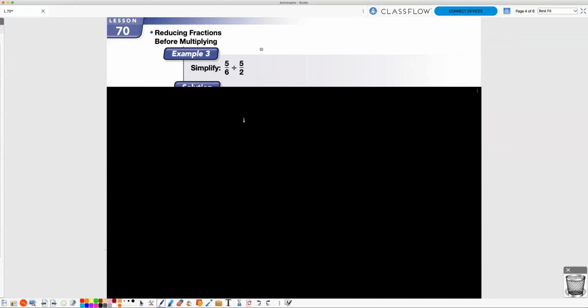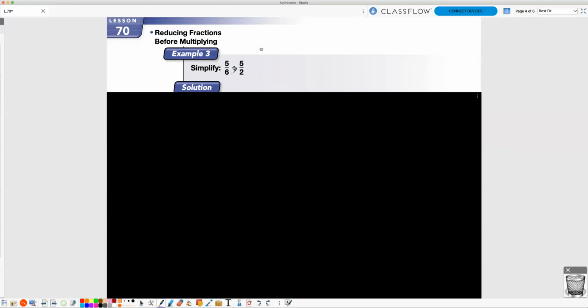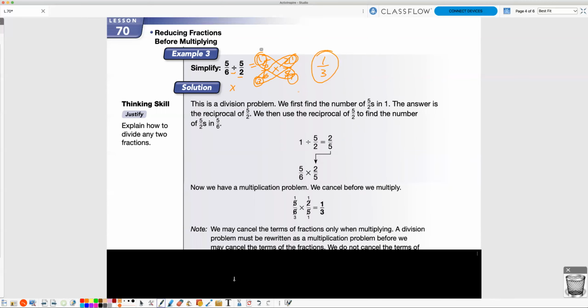Simplify 5/6 divided by 5/2. Well, when dividing by a fraction, remember you have to multiply by the reciprocal. So this is the same as 5/6 times the reciprocal, which is 2/5. Now that I have that, I should recognize that I would match these two up with each other. This would become 1 over 1. And I'd have to match these two up with each other. This would become 1 over 3 because 2/6. So now I just have 1 times 1 here, which equals 1, and 3 times 1 here, which equals 3. 1/3 would be the answer.